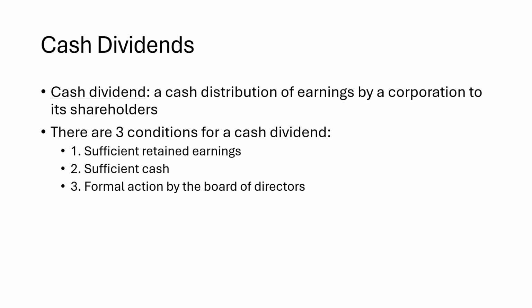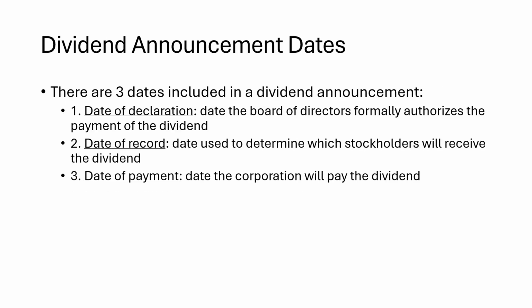Cash dividends are cash distributions of earnings by a corporation to its shareholders. There have to be three conditions met in order for the corporation to be able to declare a dividend. First of all, there has to be enough retained earnings in the corporation. There also has to be enough cash. And then finally, the board of directors has to formally declare the dividend.